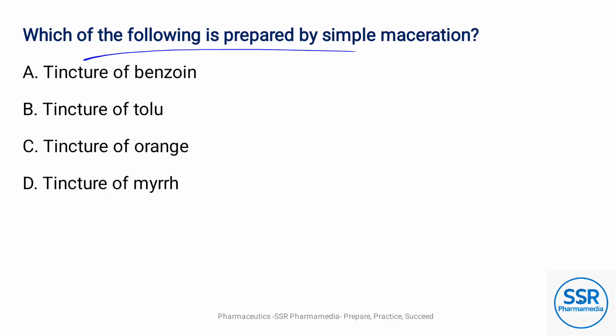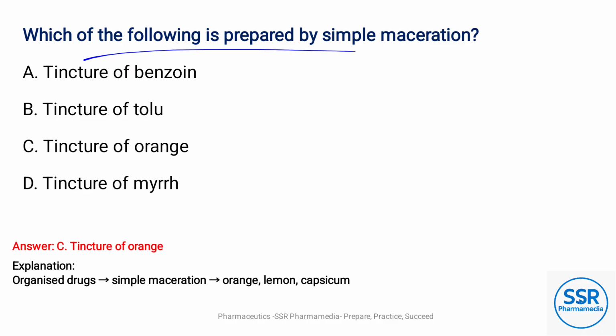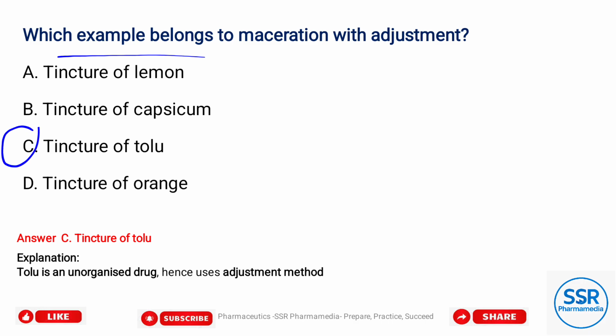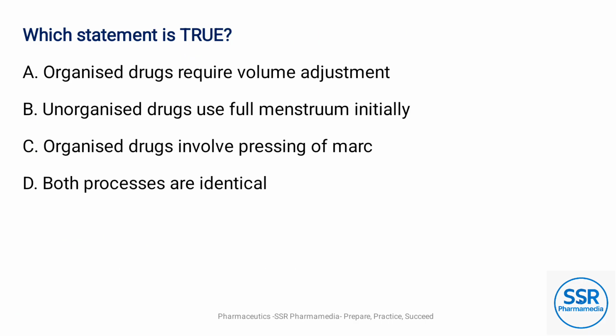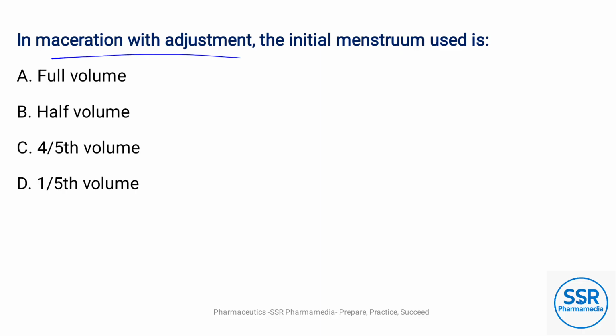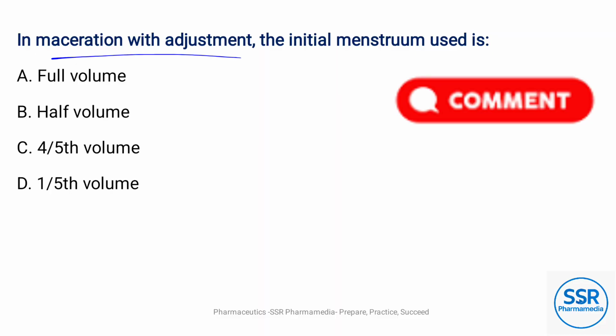Which of the following is prepared by simple maceration? Option C, tincture of orange, like lemon, orange, capsicum. Which example belongs to maceration with adjustment? Option C, tincture of tolu. Which statement is true? Option C is true: organized drugs involve pressing of marc. In maceration with adjustment, the initial menstruum used is? Answer in the comment box.